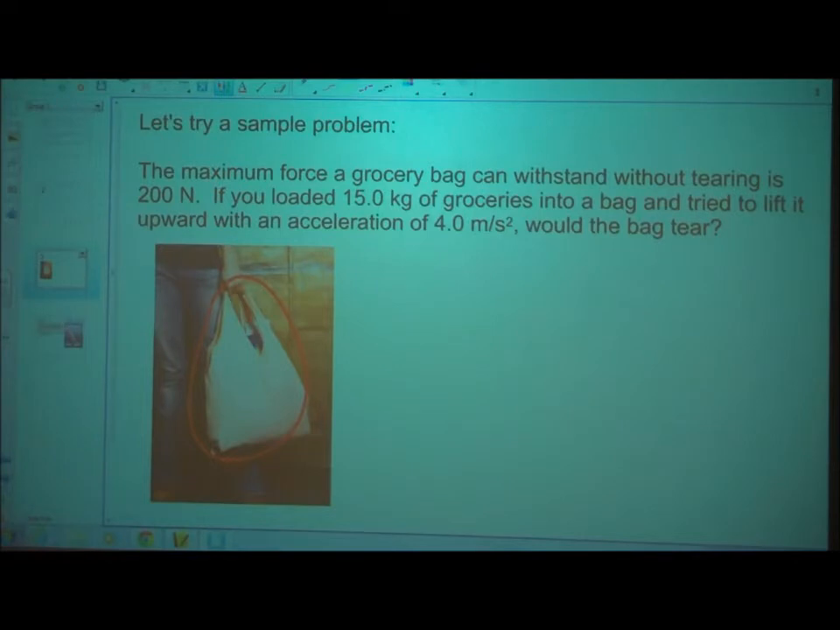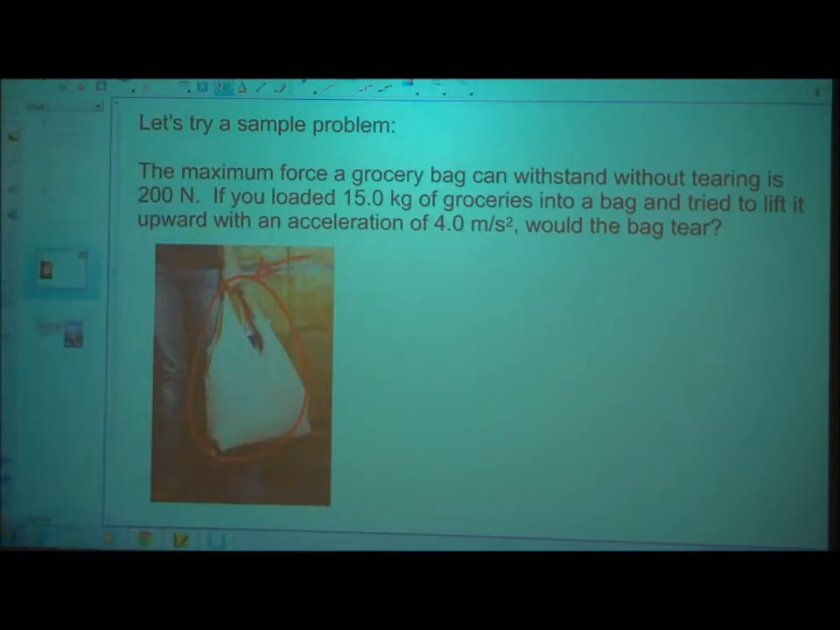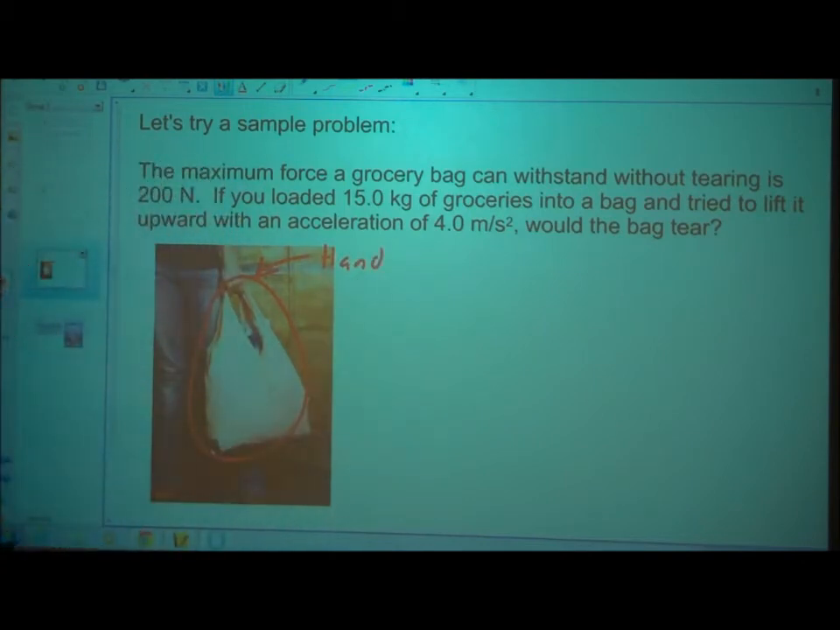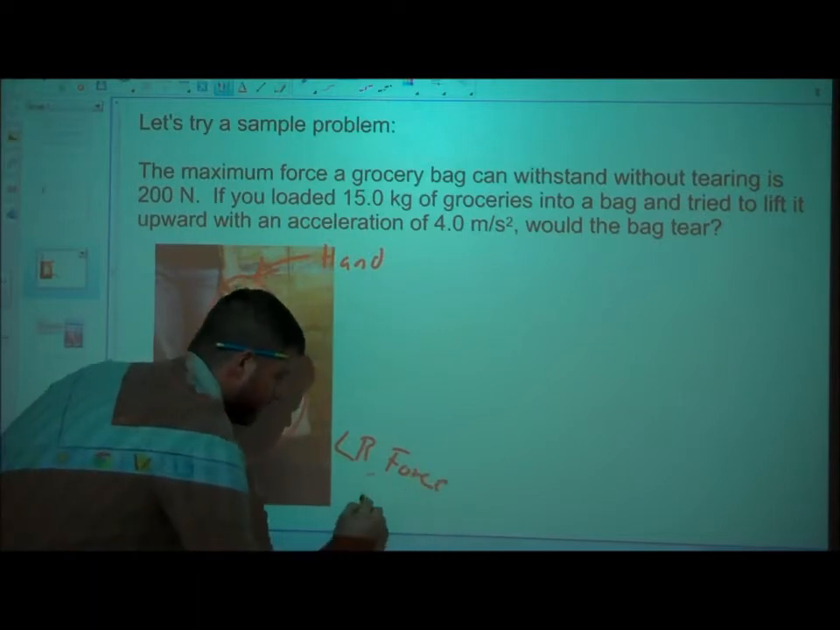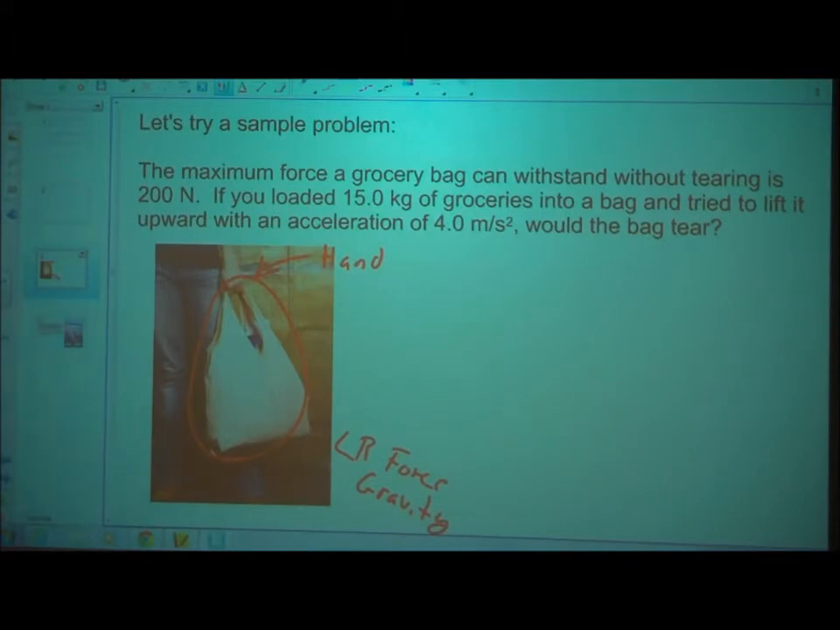Now, let's look at our contact forces. As we can see, the only contact force we have is right here, which is our hand. But we know that's not the only force we're dealing with here. We do have a long-range force, which is going to be gravity. So we can take this picture and isolate what things are actually interacting with it: our long-range force, gravity, and our contact force of the hand.